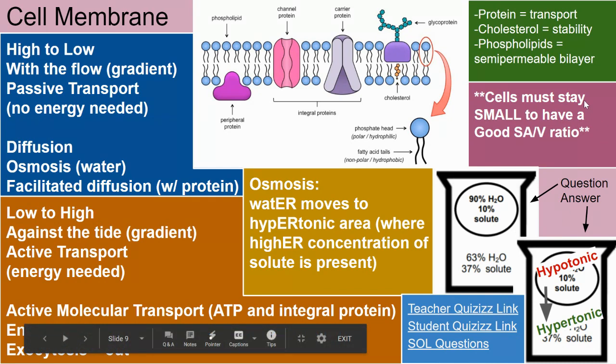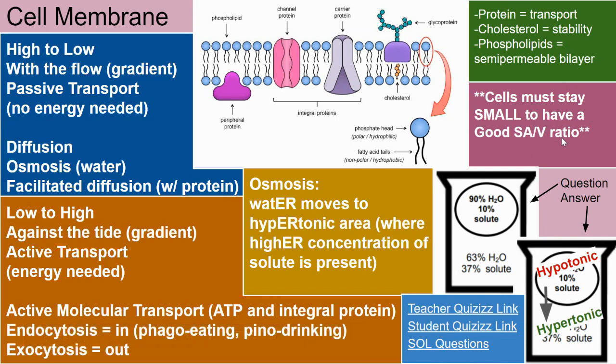Last little bit of information to know is that all cells must stay small. And the reason is that in order for them to have a good surface area to volume ratio, they've got to be small. If a cell gets too big, there's too much volume within the cell. And materials can't easily move from the middle of the cell outside of the cell, so cells stay small so that they can have a good surface area to volume ratio. In other words, cells stay small so that materials can move in and out of them more easily.